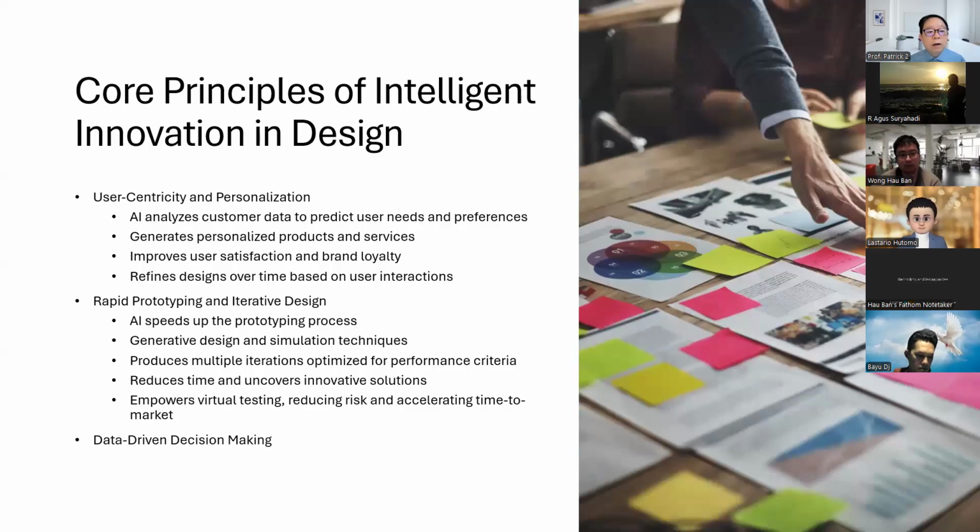So here are the four core principles for intelligent innovation in design. Just now we mentioned user-centric, we call it user centricity and personalization. First, AI will analyze the customer data and predict the user needs and preferences. Then, based on the needs, it will generate personalized products and services. And hopefully one day you are able to generate different products for different customers. You will improve user satisfaction and brand loyalty. And you are able to refine the design over time based on user interaction. Because user requirements may change from time to time.